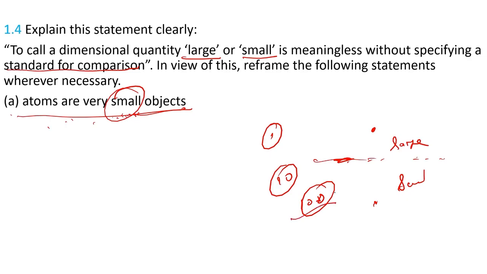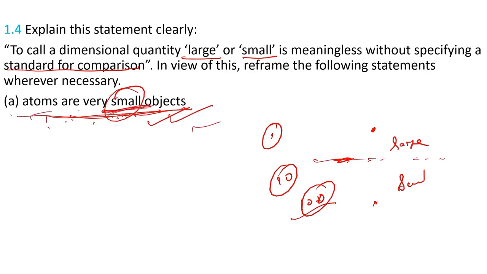So we can reframe this sentence as: atoms are very small as compared to a basketball. Atoms are very small as compared to a cricket ball. Atoms are very small as compared to maybe the ball of a ballpoint pen. So it can be stated in multiple ways. All we have to do is find a reference over which we can compare the smallness of the atom.